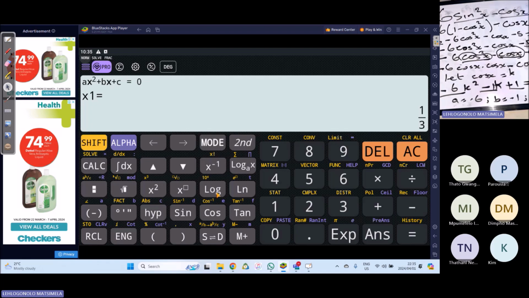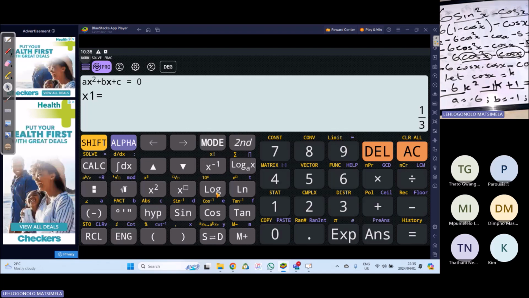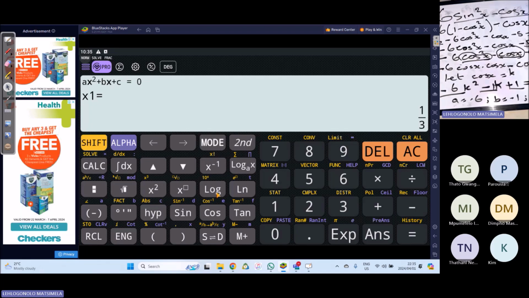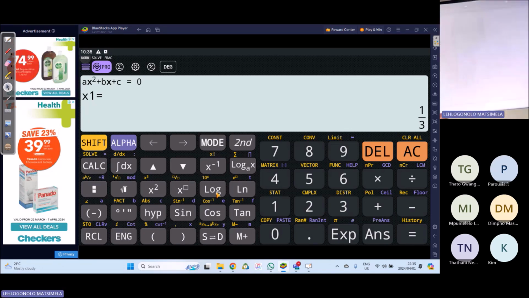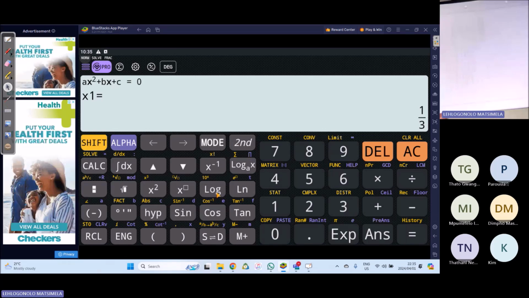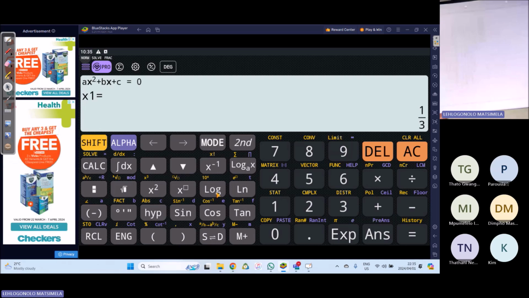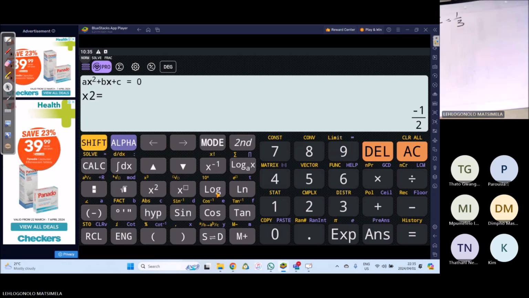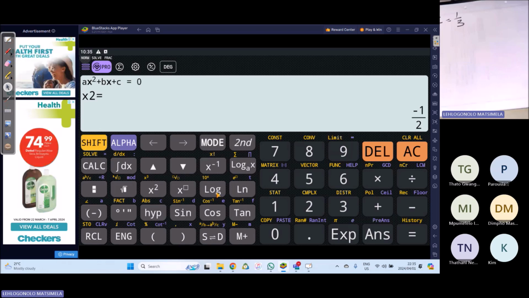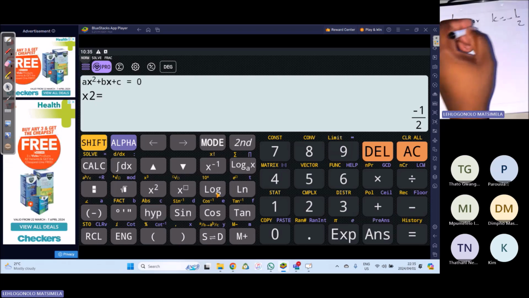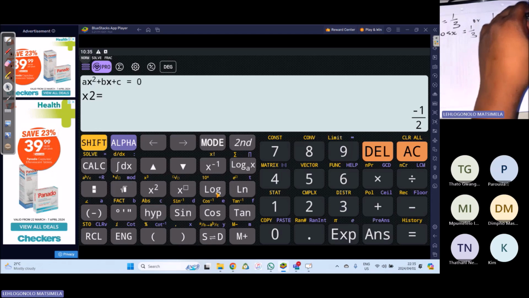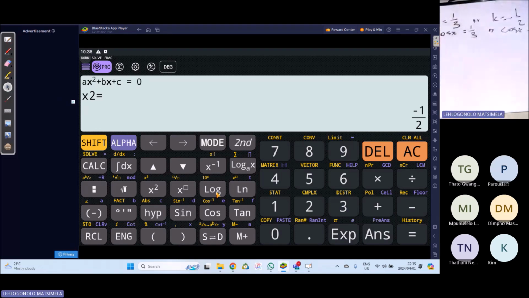For the sake of space, I will just use this blank paper. Then I will have k equals 1 over 3. The second value, k is equal to minus 1 over 2. These are the two values of k that we found. Remember, k is equal to cos x. So cos x is equal to 1 over 3, or cos x is equal to minus 1 over 2.